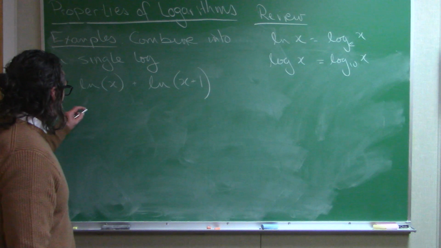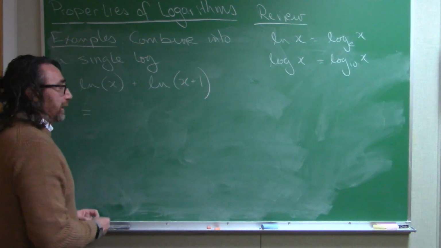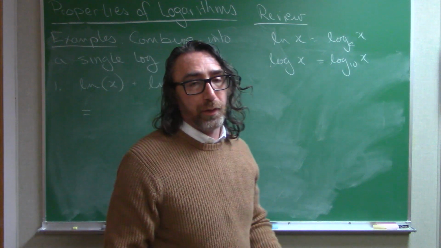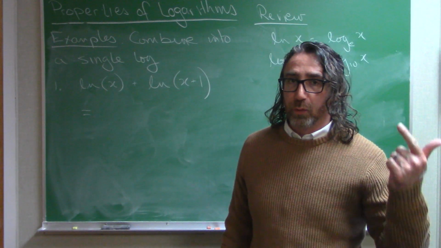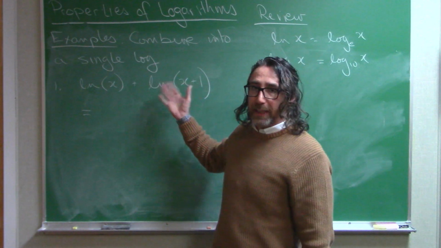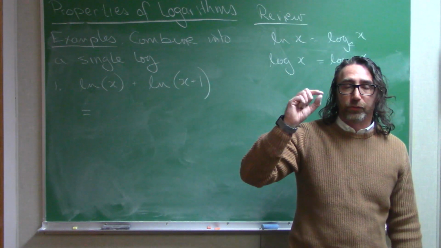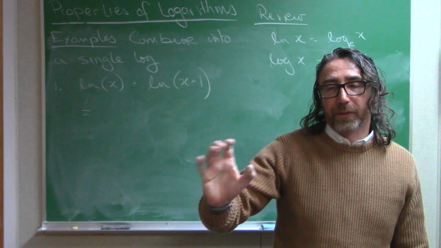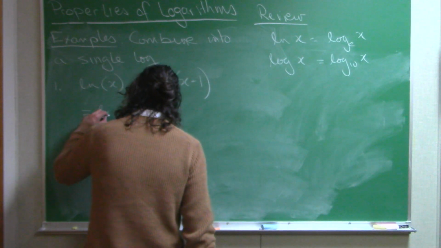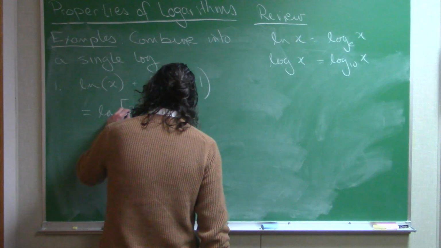Okay, so I see logs added together. So what we're going to do is we're looking at our three rules for logs. We have the product rule, we have the quotient rule, we have the power rule. Which of those involve logs added together? If you check back, you'll see it was the product rule that had logs added together. So, we got this.